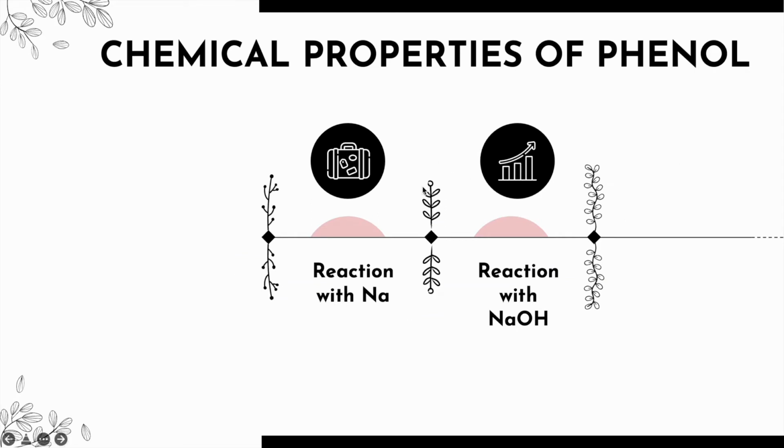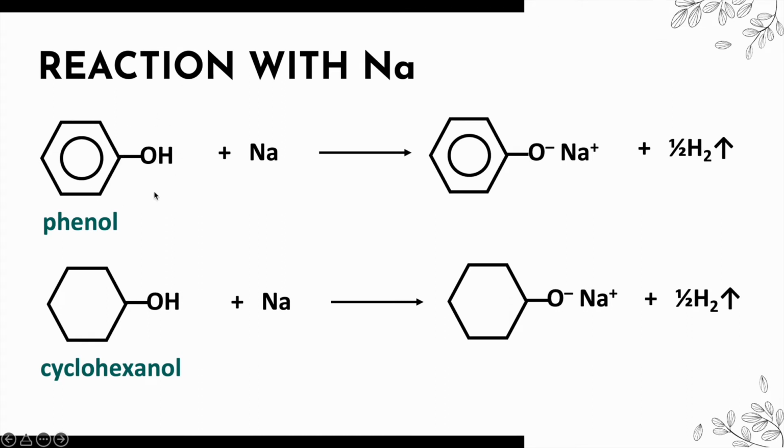Chemical properties of phenol. Phenol can react with sodium and sodium hydroxide. If phenol reacts with sodium, it will form O minus and Na plus. It will remove its H plus, and O minus and Na plus form an ionic bond. Plus hydrogen gas will be released, but half H2 because there is only one H atom. For cyclohexanol reacting with Na, it will also form O minus and Na plus, plus half hydrogen gas released.